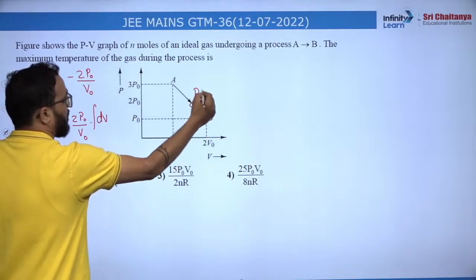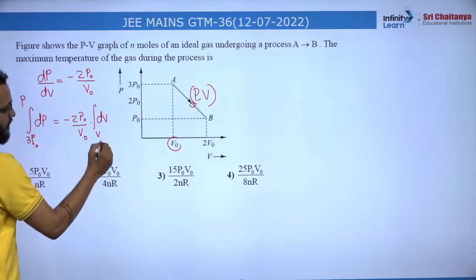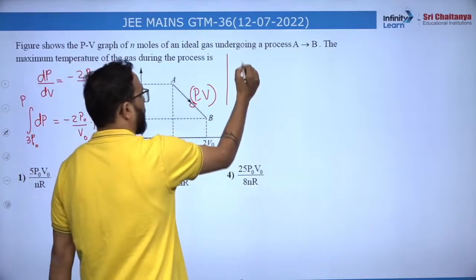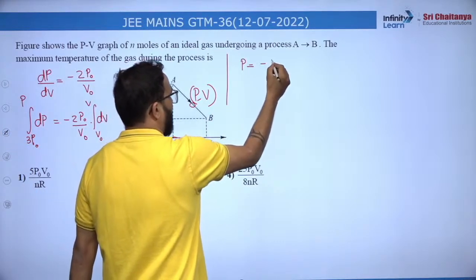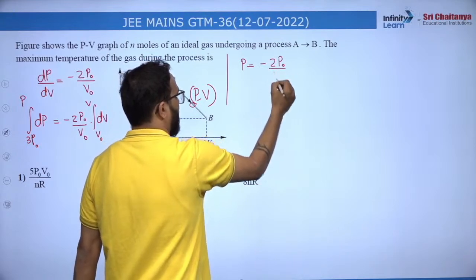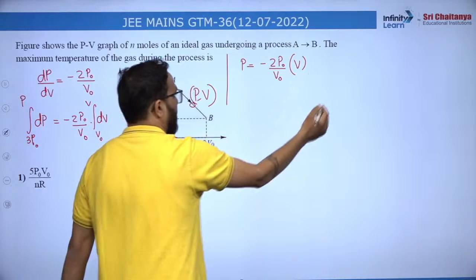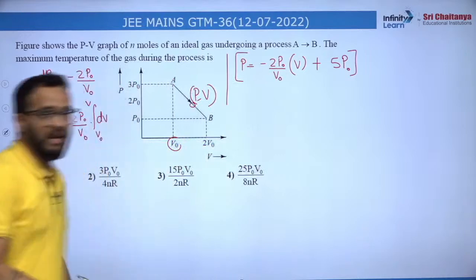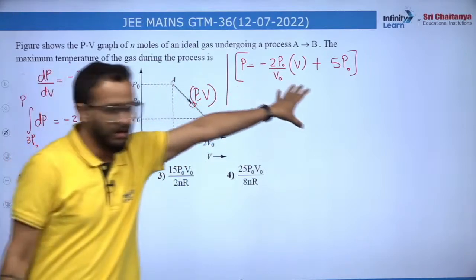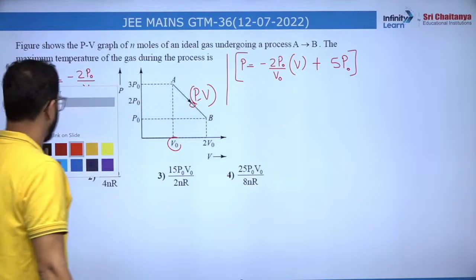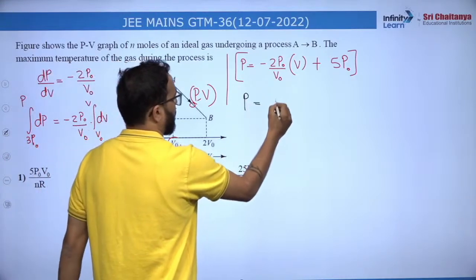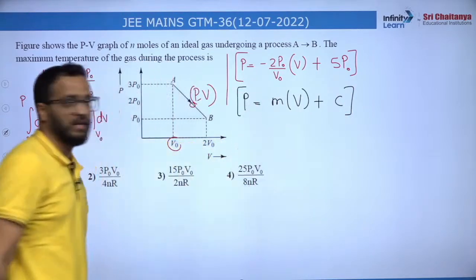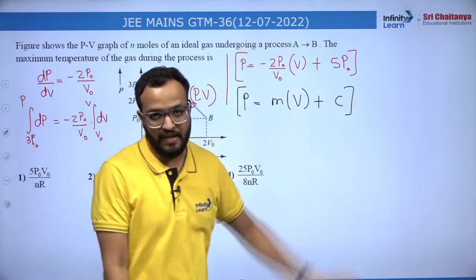Let's take a point (P, V) here, so V naught to any volume V. After solving this, you will get the equation of a straight line, which will be P is equal to minus 2P naught by V naught times V plus 5P naught. So P is equal to MV plus C, where M is the slope and C is the y-intercept, right?